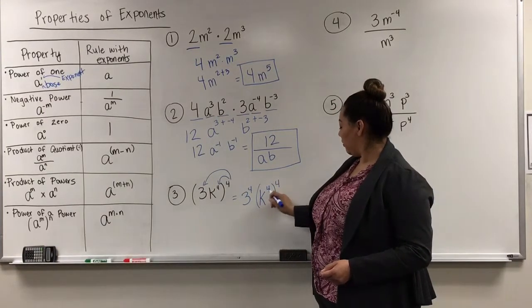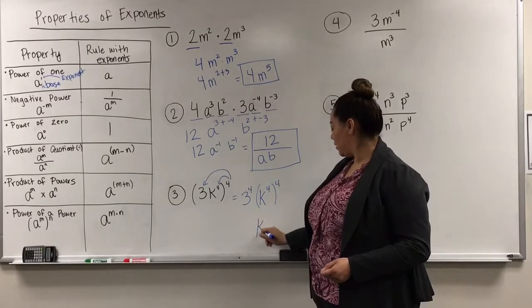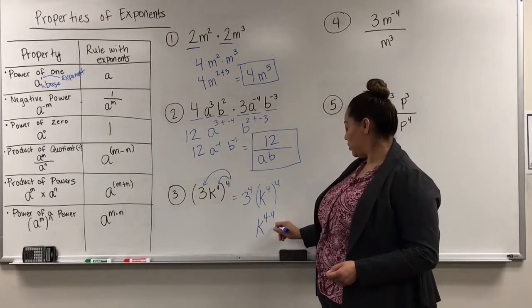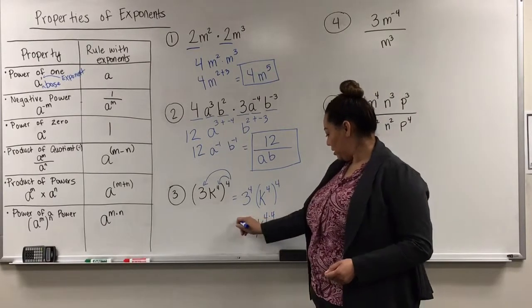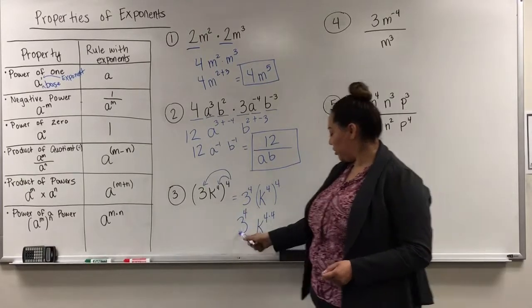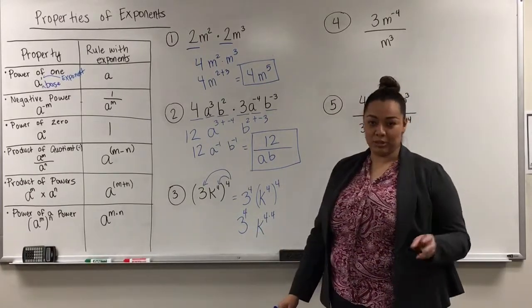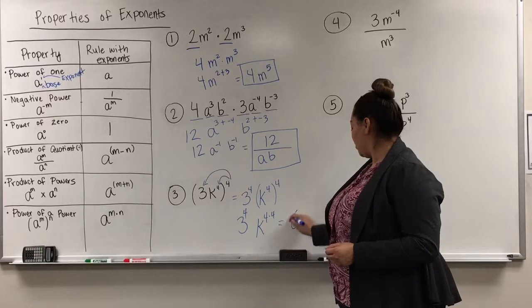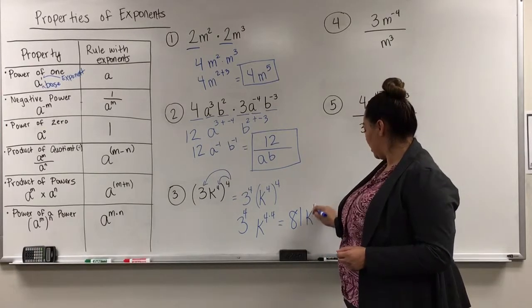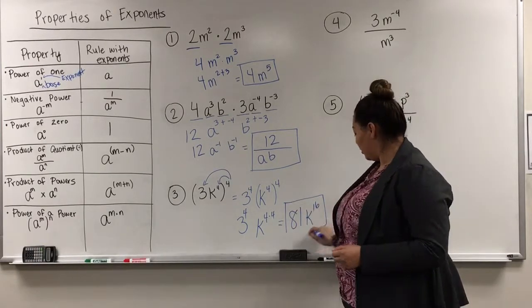and 4. Again, 4 times 4 will be k to the 16 and 3 to the 4. 3 to the 4 means 3 times 3 times 3 times 3, which gives us 81. 81 k to the power of 16.